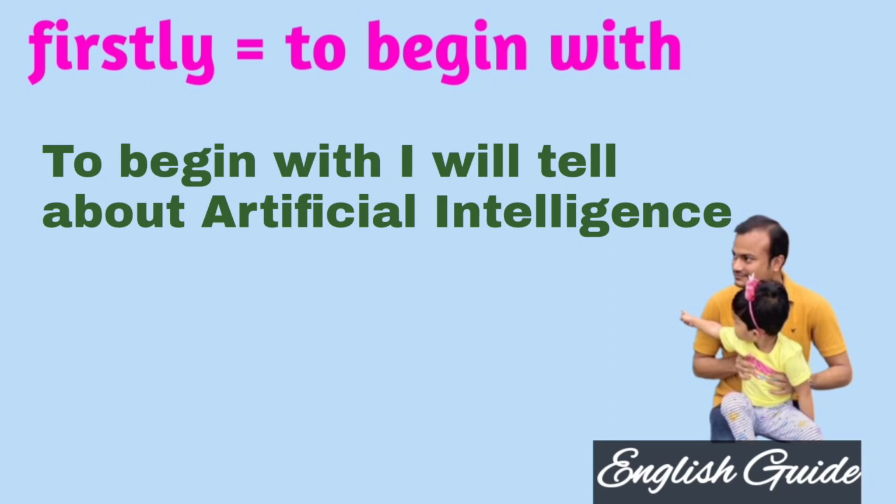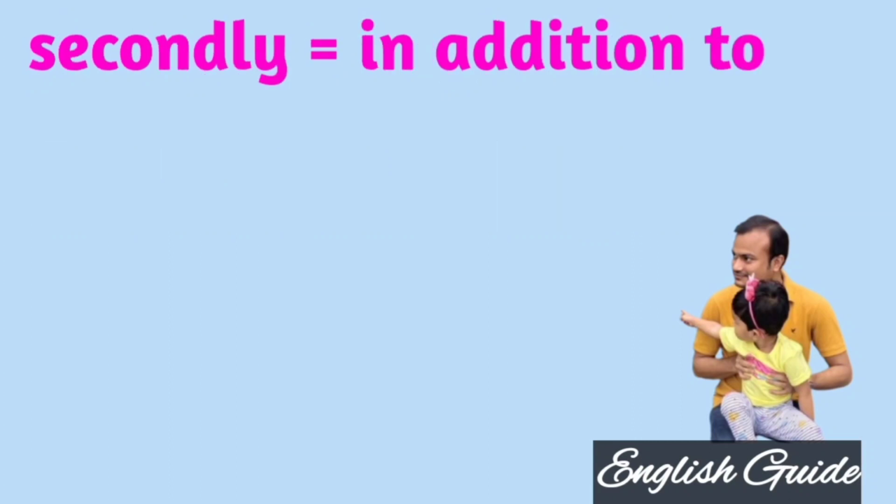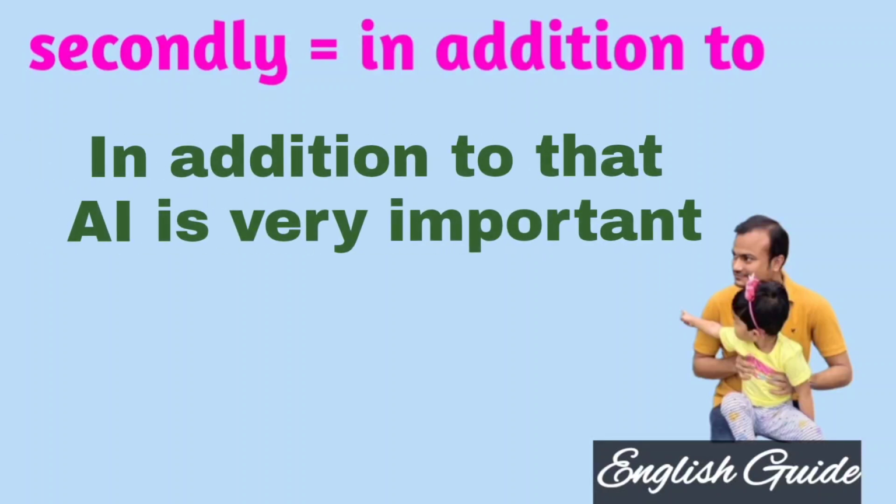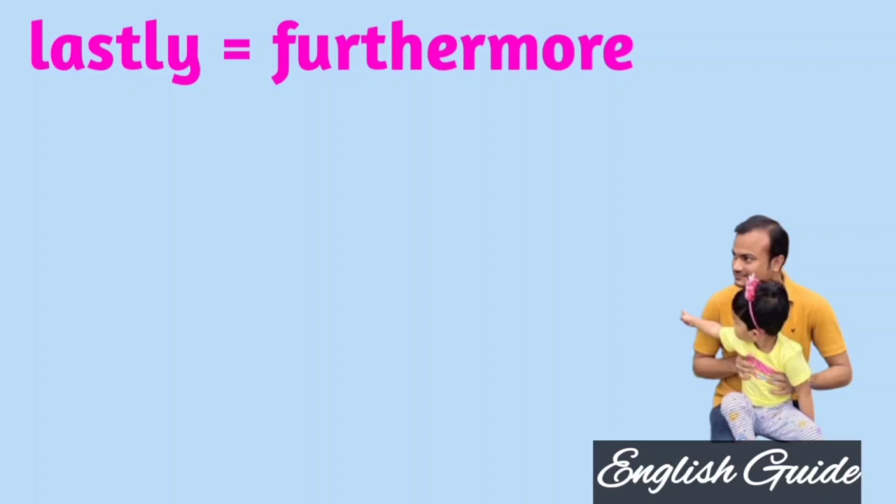Like we always say firstly, secondly, or thirdly. Firstly, we can simply replace with "to begin with". To begin with, I will tell you about artificial intelligence. Secondly, rather than saying secondly, we will say "in addition to", like in addition to that, AI is very important. So the more advanced things you use, the more advanced your presentation will be.